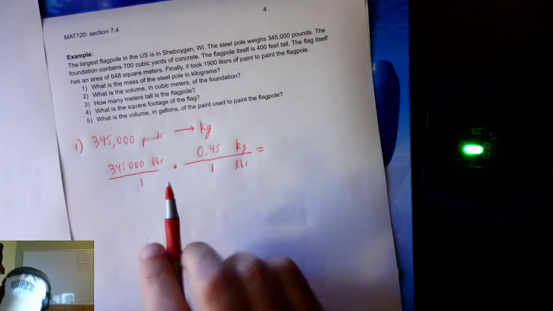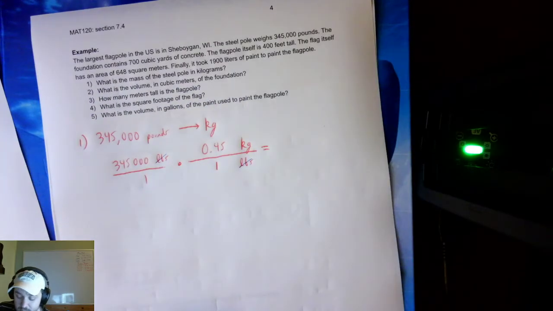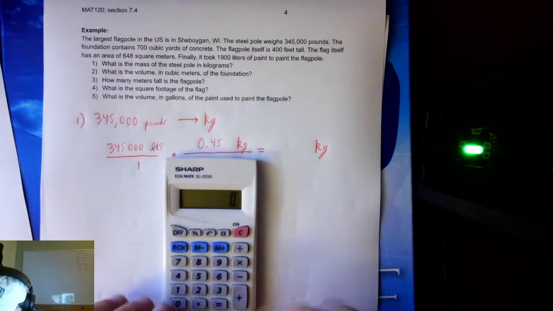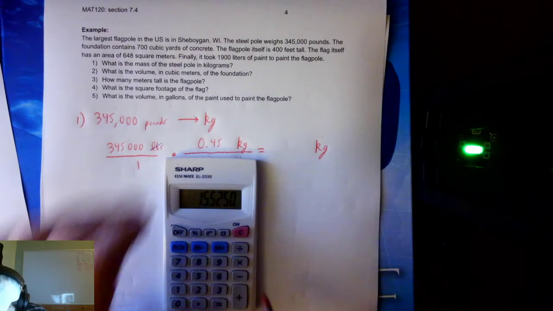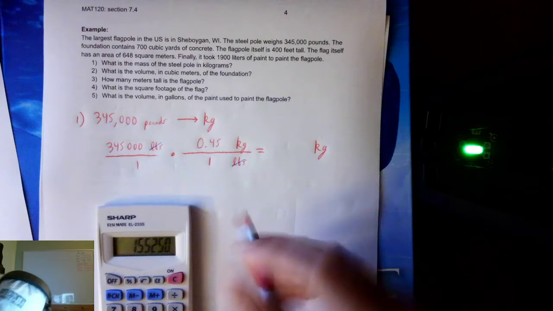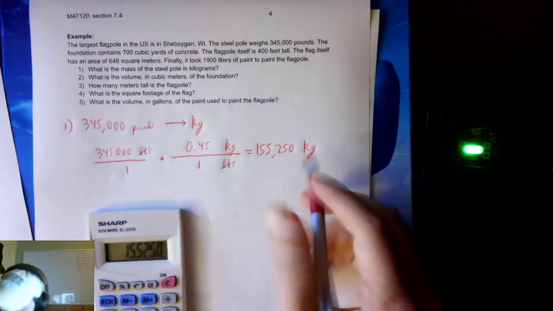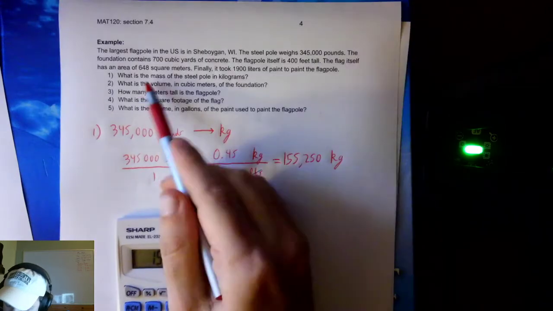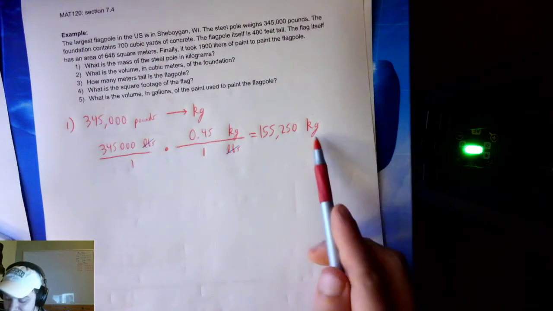Well, let's see. What's going to happen here? I'm going to cancel pounds, right? And I'll be left with kilograms. Notice in the bottom, we have 1 times 1, so there's nothing going on in the bottom. We just have kilograms, and we just need to multiply. So let's take our calculator out. 345,000 times 0.45 is, let's see, we get 155,250 kilograms. That is the mass of the steel pole in kilograms. So I had it in pounds, and I converted it to kilograms.